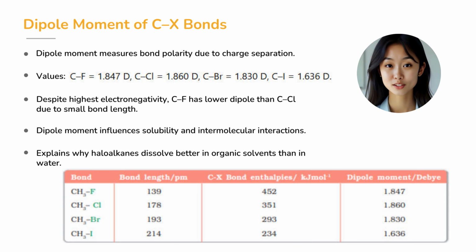This happens because dipole moment depends on both electronegativity and bond length. Even though fluorine is the most electronegative, its bond is so short that the product is slightly less than chlorine. So, the carbon-chlorine bond shows the highest dipole moment.